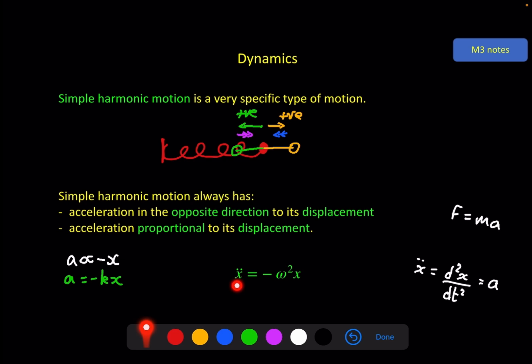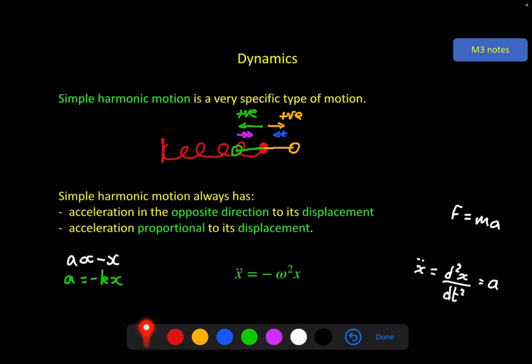The acceleration is proportional to the displacement, so there's a constant here which we've called omega squared, and it's also in the opposite direction of the displacement. So this is our defining equation for simple harmonic motion. If you see anything in this form, you can say yes, this is simple harmonic motion, and if you're told it's simple harmonic motion, you can be sure that this is true.